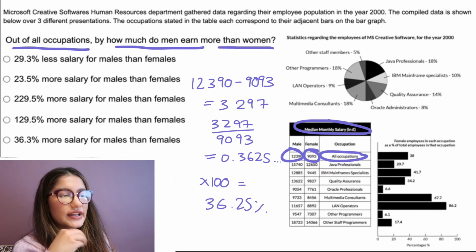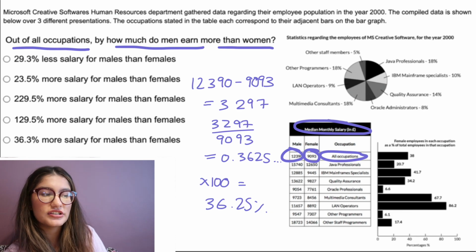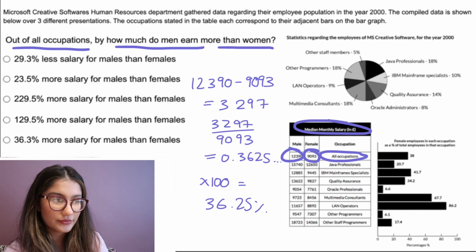I understand if you need to use the calculator to do the whole division thing, but you don't need to do it for the subtraction thing. So yeah, don't waste time like that.